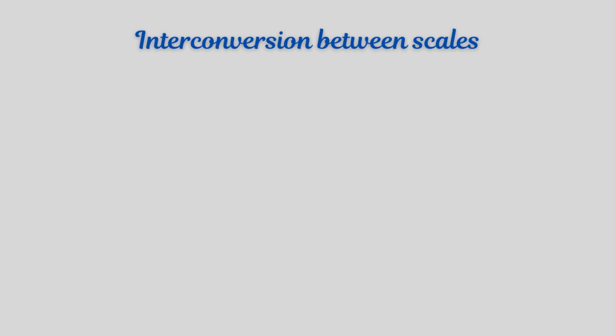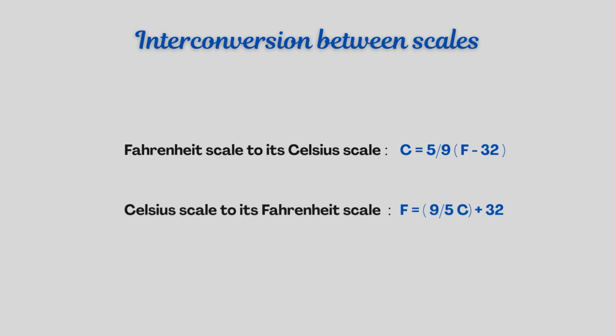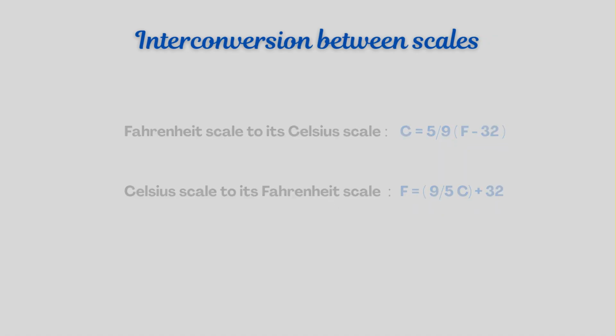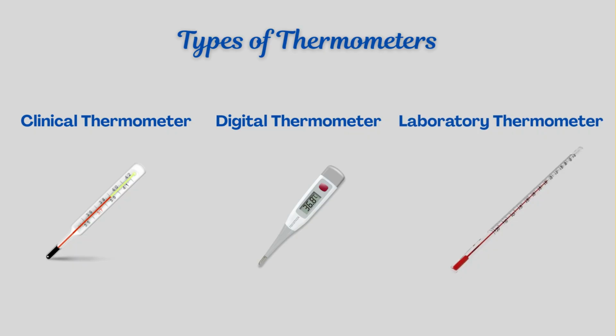Interconversion between scales. The temperature values obtained on different scales can be interconverted. The expression which is used to convert Fahrenheit scale to Celsius scale is shown. The expression which is used to convert Celsius scale to Fahrenheit scale is shown. Types of thermometers. There are three commonly used thermometers: clinical thermometer, digital thermometer, and laboratory thermometer.